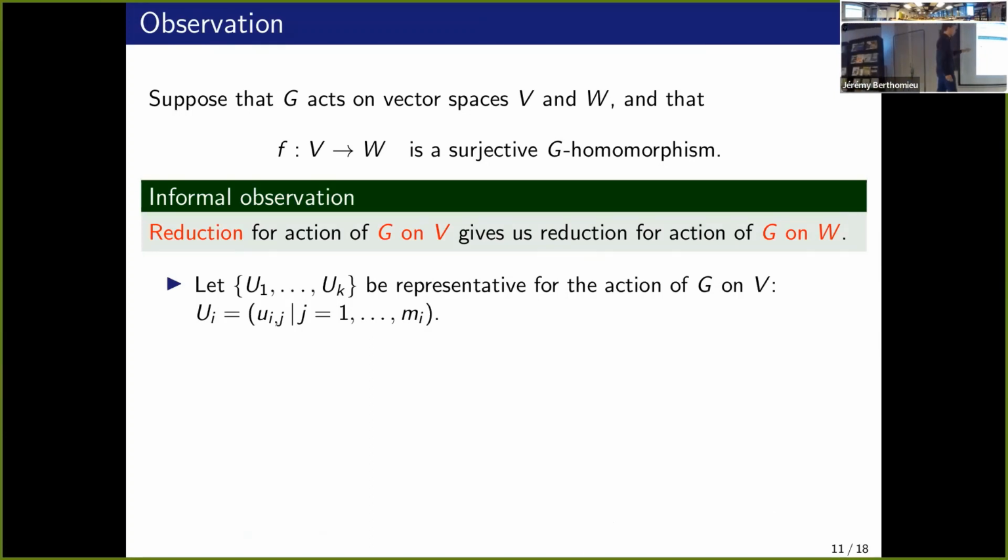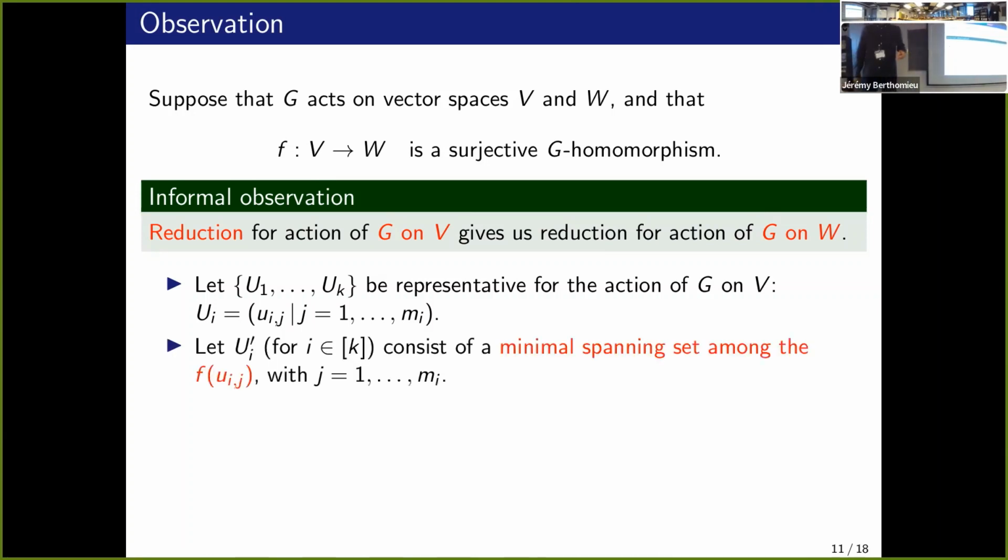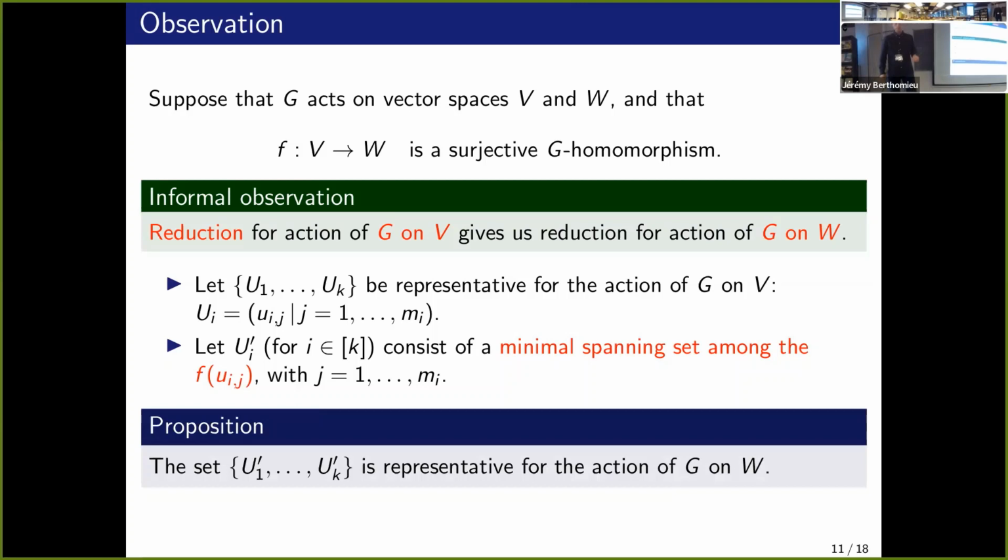But maybe more in detail. If we have a representative set for the action of G on V, which is, as in the previous slide, the set of matrices U1 up to UK, we let Ui prime consist of a minimal spanning set among the images of the Uij. So we map these Uij with the map F to W, and then we take a minimal spanning set among the F(Uij) for a fixed i, where j goes from 1 to m. And we put them together in a matrix. Then we proved, well, it's basic, I think it should be known, that this set is a representative set for the action of G on W. And we could use that in our reduction.